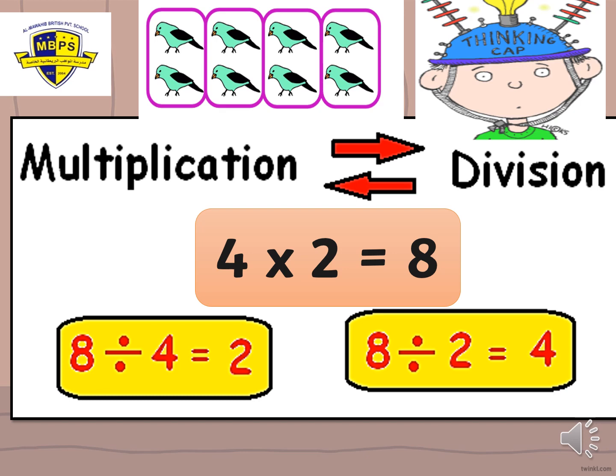Or I can say it in another way. I can say, if I have 8 birds, I group them into groups of 2. How many groups do I have? Look at the picture. How many groups? 4. So 8 divided by 2 equal 4. If I have 8 and I group them into groups of 2, I will have 4 groups. As you can see in the picture, I have a relation between multiplication and division. Multiplication will help me to answer a division sentence.